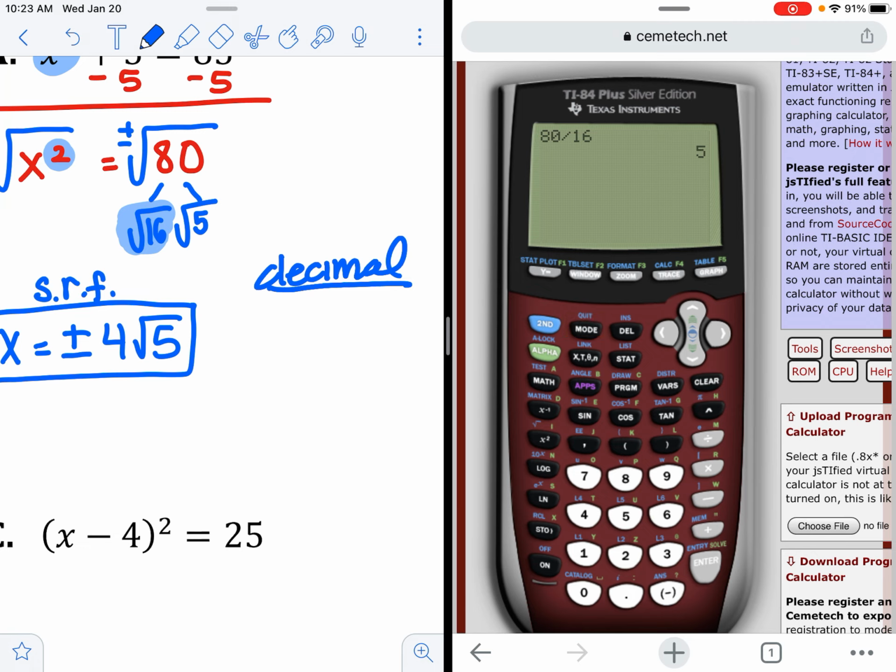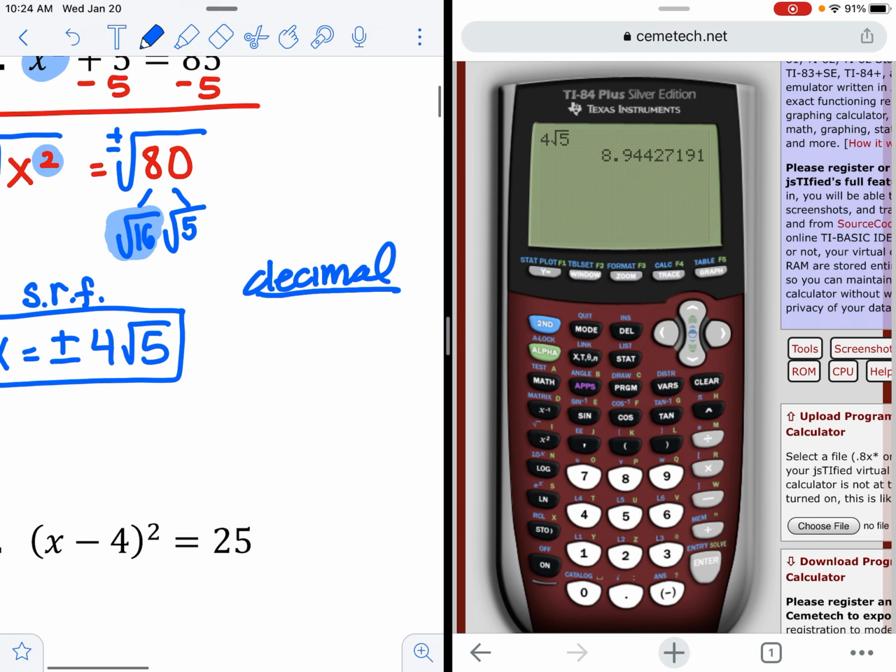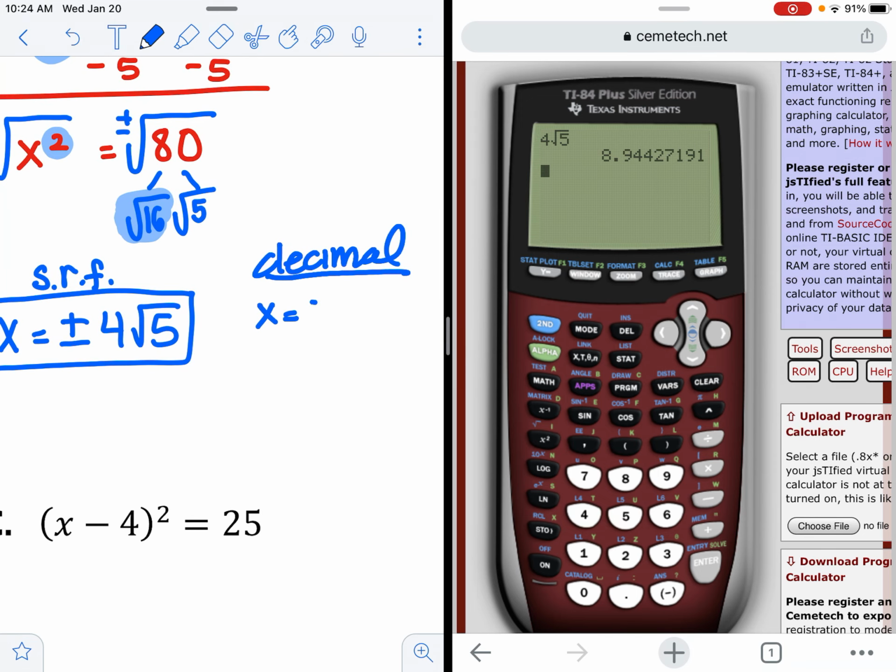So let's see what those are. 4 root 5. What did I accidentally hit here? I'm going to hit go to. I forgot the 5. 4 root 5. I have x equals 8. It says nearest hundredth, which is 2 decimal places. It's 94, and next to that is a 4, so I keep it as a 94.